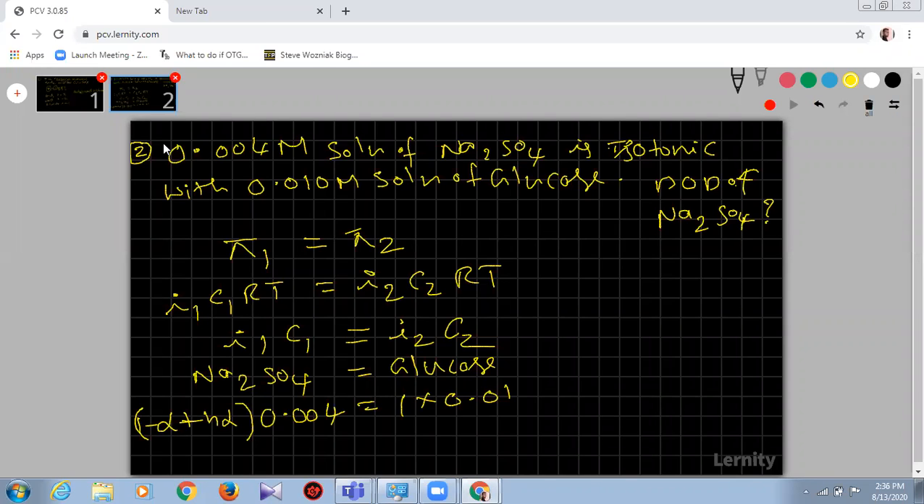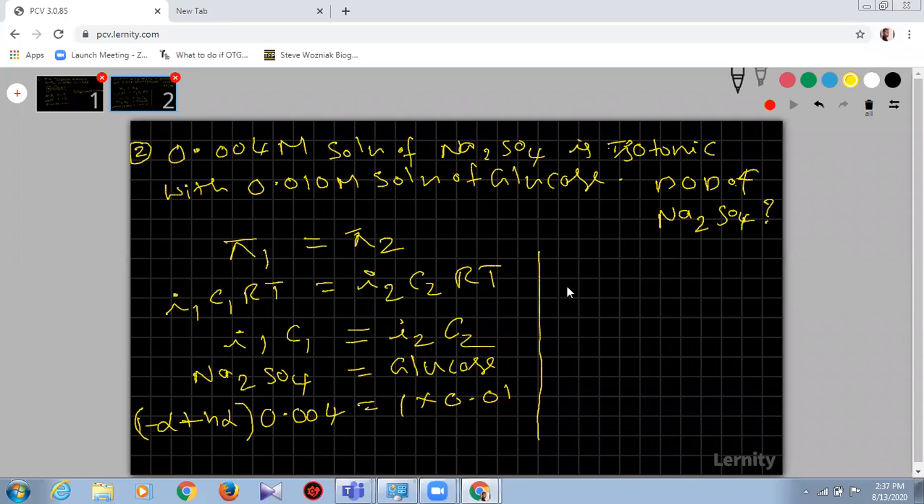0.004. Can I substitute in this here? 0.004 here. So then what if I do like this? Here, what is the n value for sodium sulfate? 3. 2 sodium ions and 1 sulfate ion you will get.